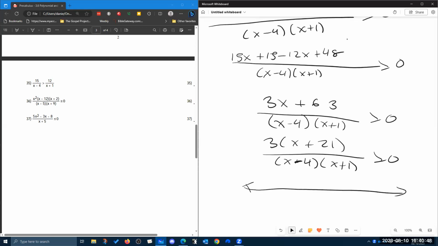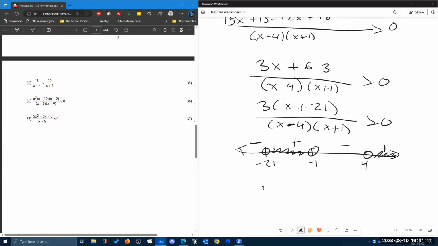Set up our number line here, the negative 21, a negative 1, and a positive 4. All of them are going to be open circles. All of them are odd multiplicities. We want the ones that are greater than. So our solution to this problem is going to be negative 21 to negative 1, union 4 to infinity.